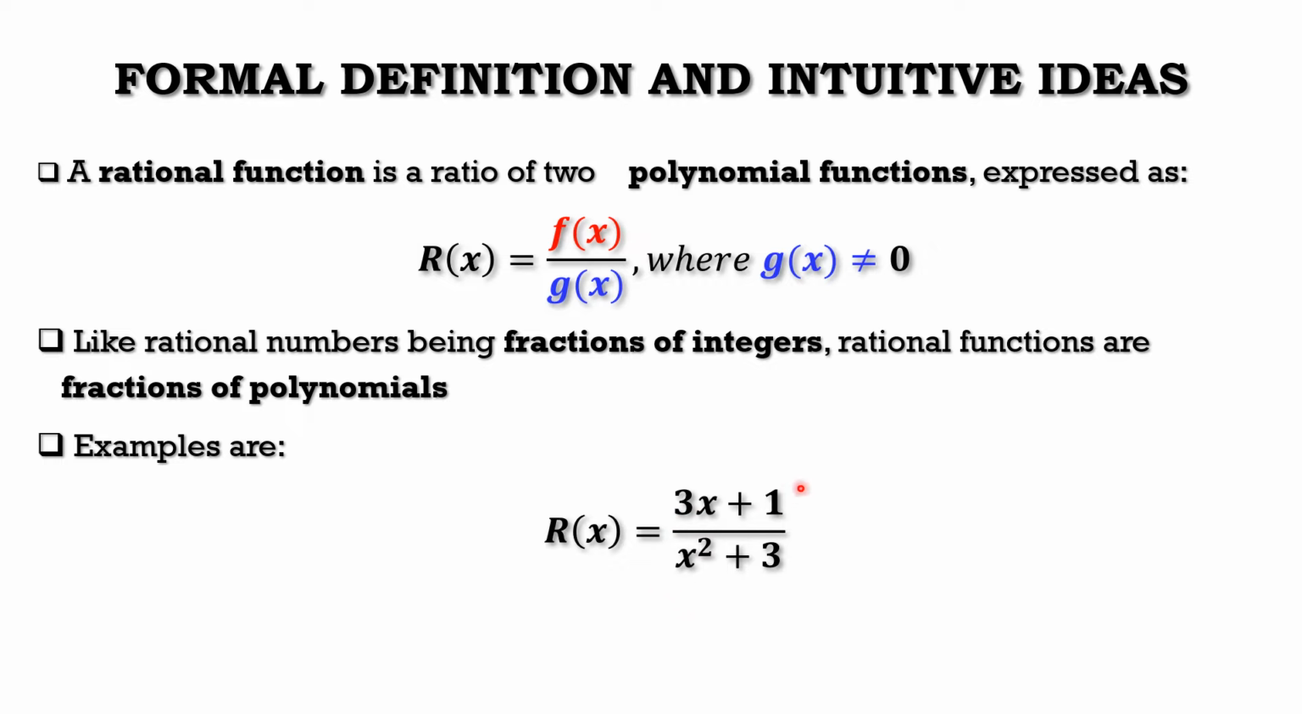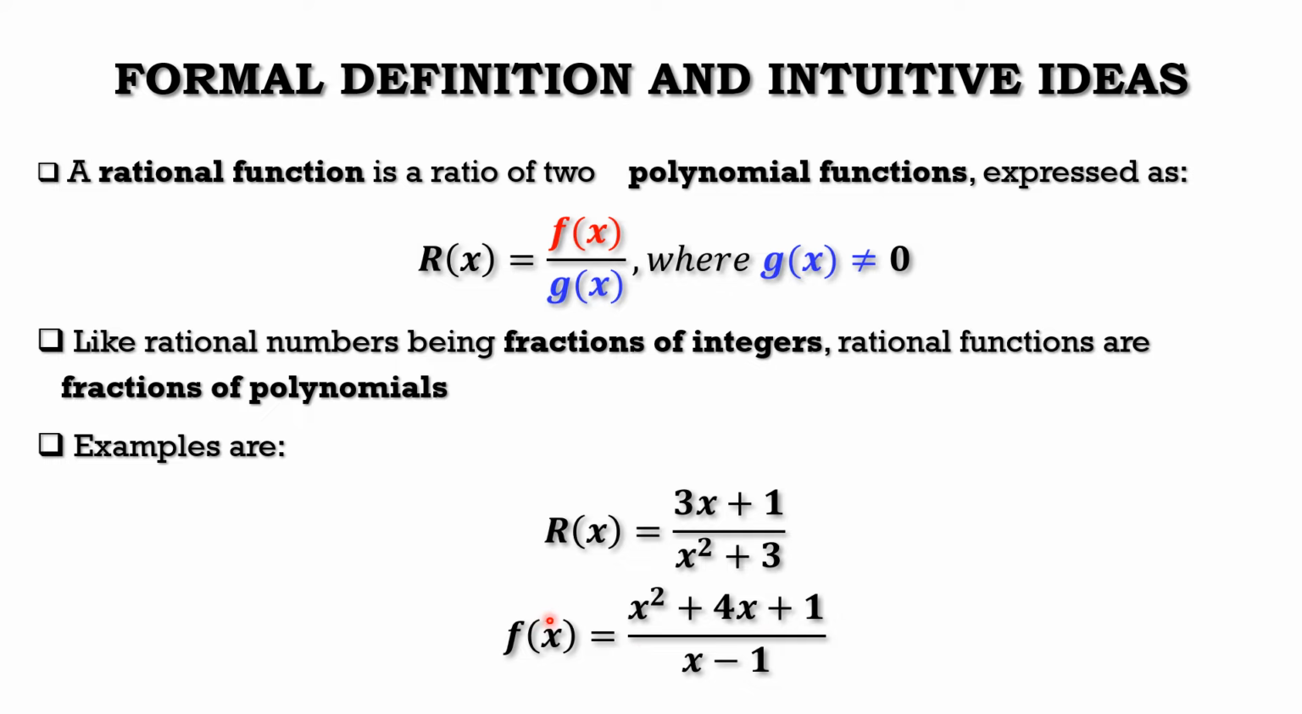Now, for example, we can have r of x equal to 3x plus 1 divided by x squared plus 3. When you look at the top, it's a polynomial, and this is polynomial of degree 1. And you look at the denominator here, it is also polynomial. So when you attribute this expression to the rational function expression here, f of x is the same as 3x plus 1, g of x is the same as x squared plus 3.